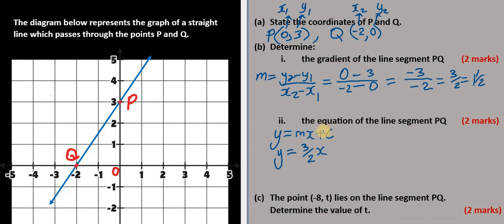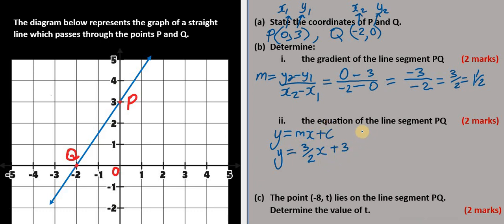And the c here, the c is where the graph cuts the y-axis. So this value of c is where this particular graph that we have here cuts the y-axis. And it cuts the y-axis at 3. It passes through the y-axis at y = 3. And so c is actually positive 3. Okay, so c is known as the y-intercept. So the m is the gradient and c is the y-intercept.